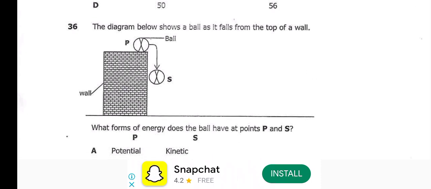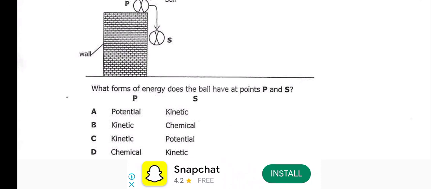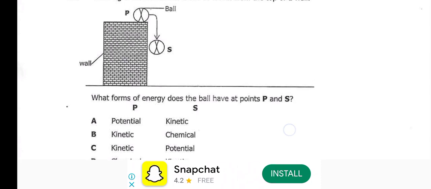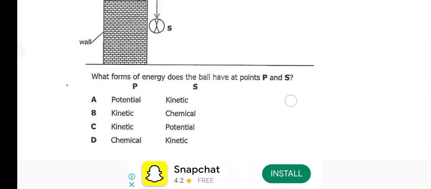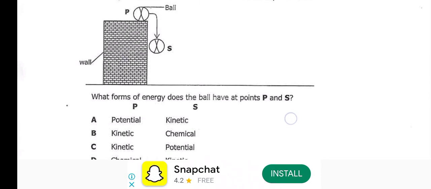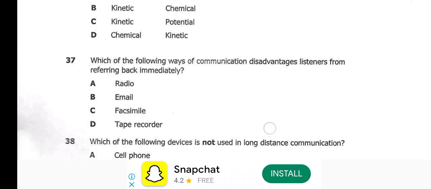35. Study the diagram below. It shows a ball as it falls from the top of a hole. So there is a ball on top of the hole, and the ball is coming from the hole. What form of energy does the ball have at points P and S? We know that this is the stored energy, this is the moving energy. So at P there is potential energy, and at S, because that ball is in motion, it is kinetic energy.